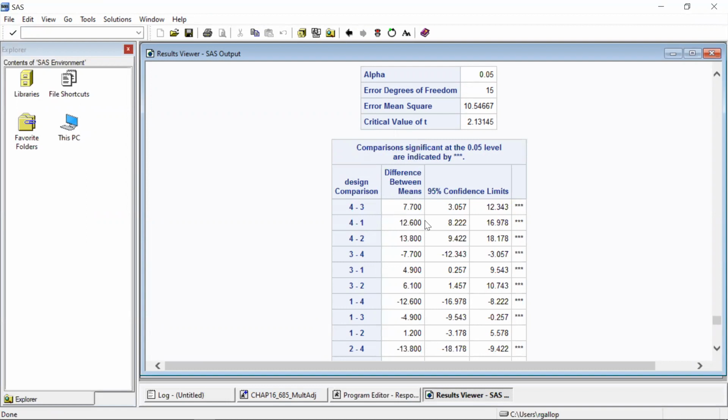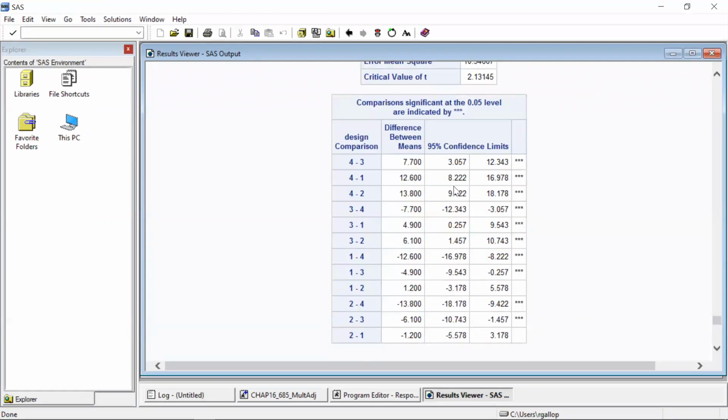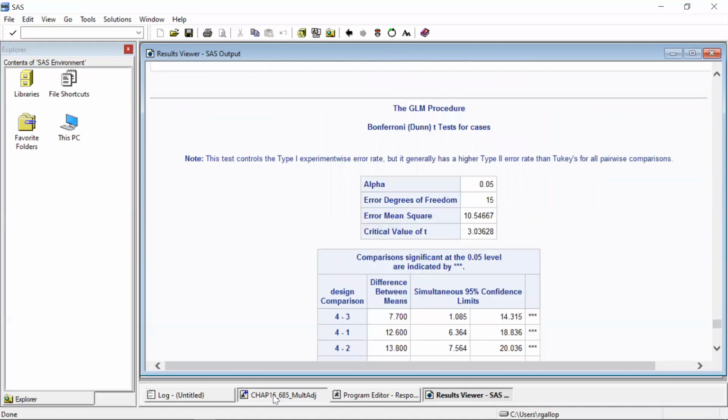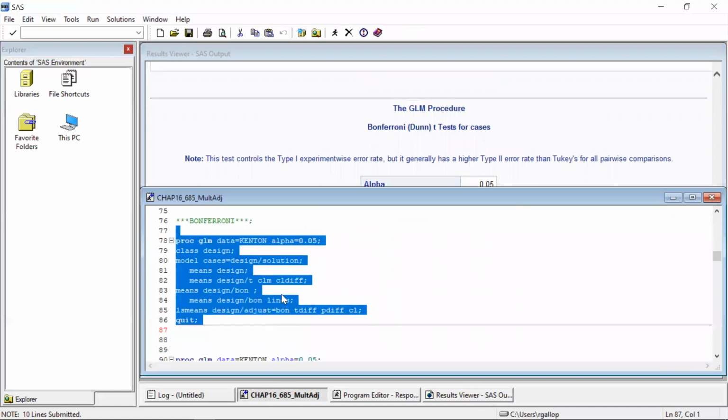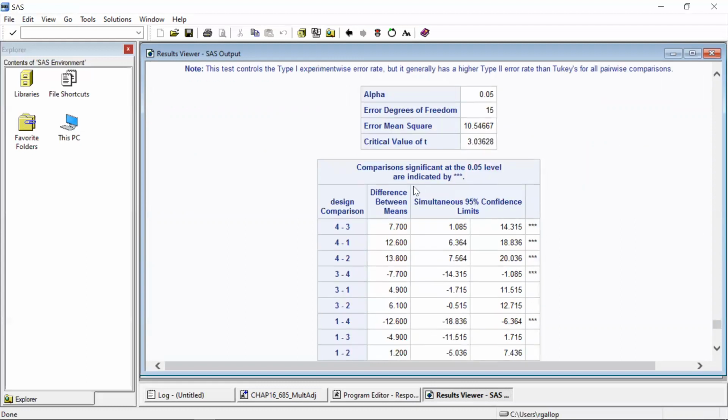In this case, this one doesn't have any adjustment. So the unadjusted confidence interval for 4-1, you see right there, is 8.22 to 16.978. It's the unadjusted confidence interval, and that's being asked on line 82. 82 is unadjusted. 84 and 85 are doing the adjustment through the mean statement right here.